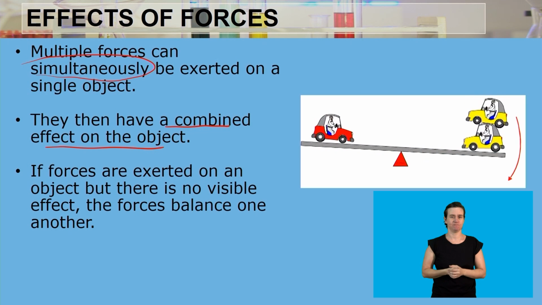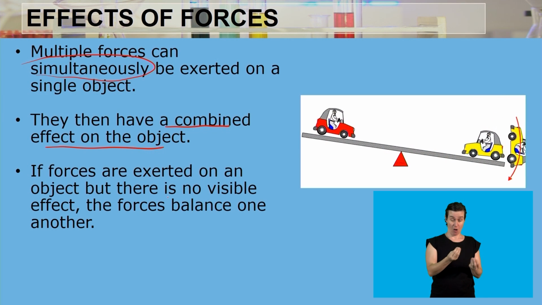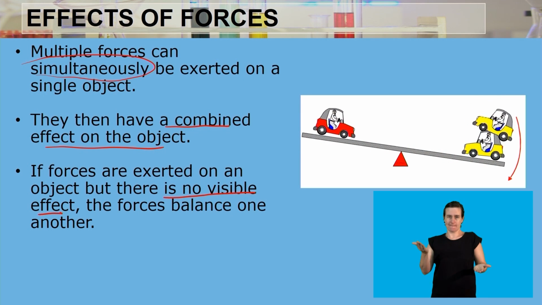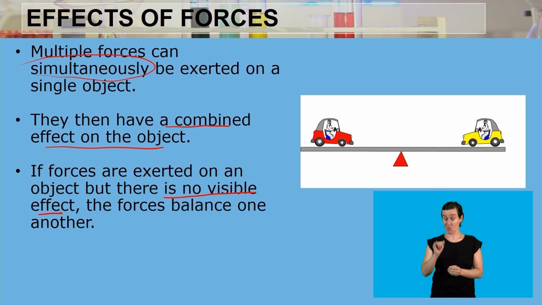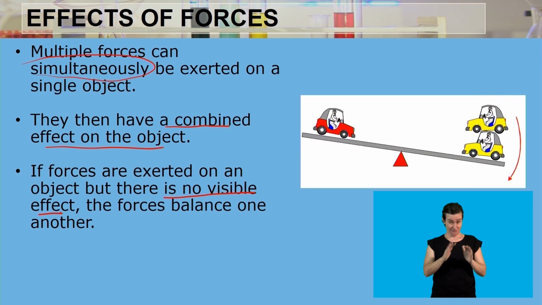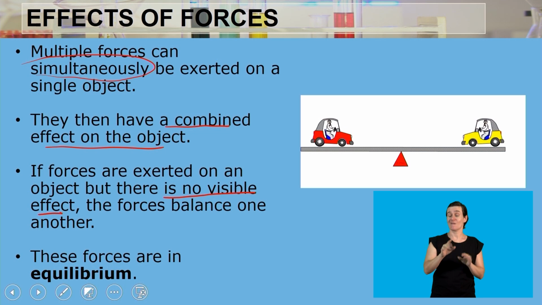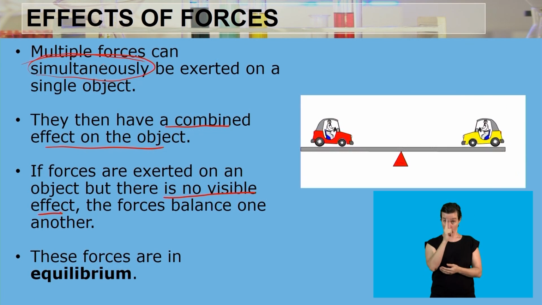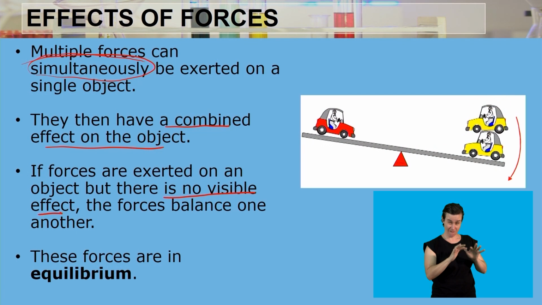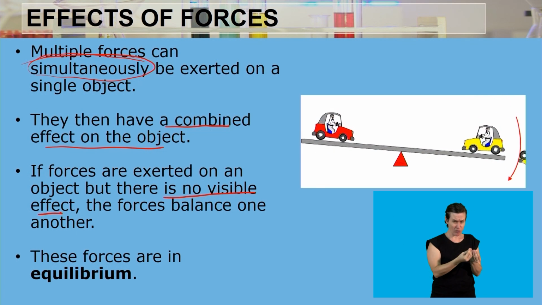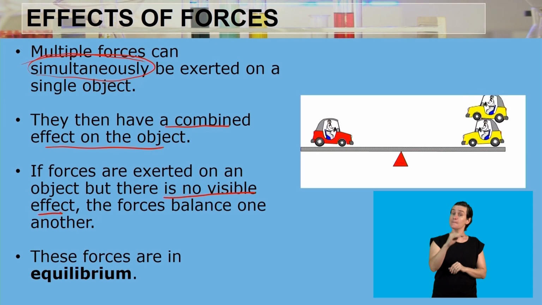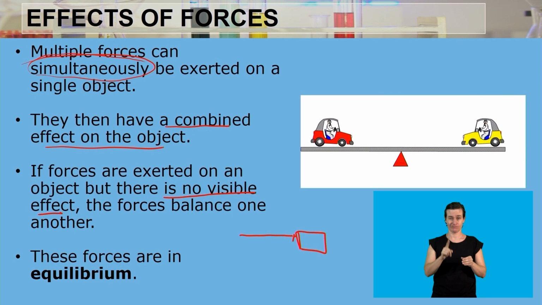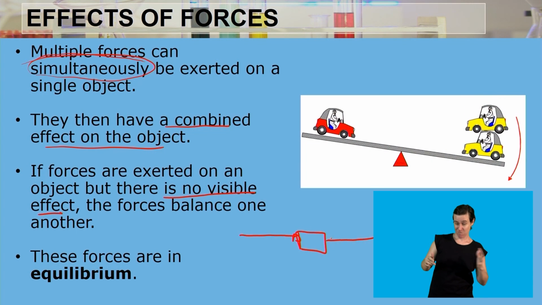Now, if forces are exerted on an object but there is no visible effect, we are then saying that the forces are balancing each other. So if those forces are balancing each other, we are then saying that those forces are at equilibrium. So remember, we can exert multiple forces onto the very same object. Now, if there's no noticeable change in that object after those forces have been applied, say for instance, we have a block and there's a force going to the right and also another force going to the left.